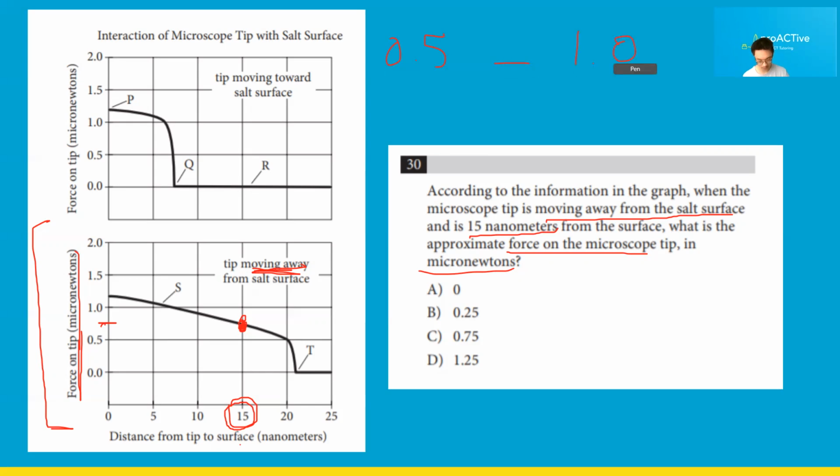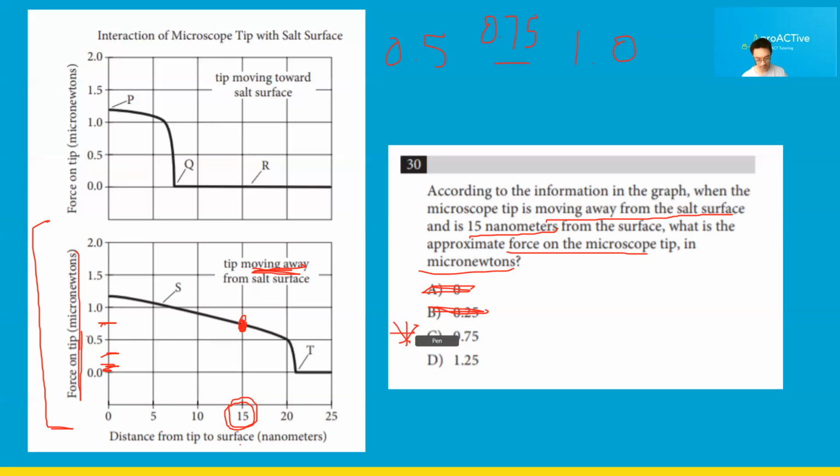So out of these answer choices, 0 is incorrect because 0 is down here, right? So that's not between 0.5 and 1. So this isn't correct. 0.25 is also too low, right? 0.25 is right here, and that's not between 0.5 and 1. So this is wrong. 0.75 seems to be correct because 0.75 is a value between 0.5 and 1, and the point on the graph seems to be roughly equidistant from 0.5 and 1. So that seems to be correct.